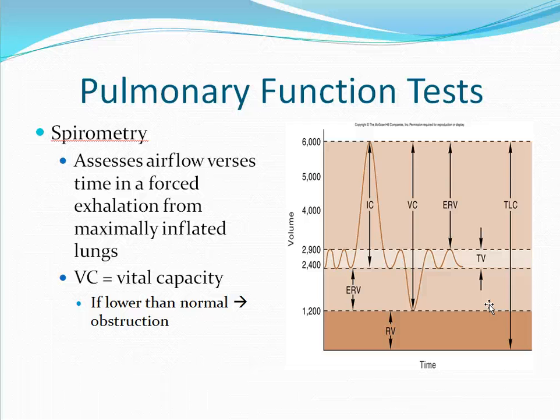The normal functioning of the lungs can be assessed through various pulmonary function tests. The first is spirometry. This assesses the airflow versus time, usually in a forced exhalation from maximally inflated lungs. This graph illustrates different volumes that could be determined by using the technique of spirometry. One common technique that is utilized is something called a forced expiratory volume in 1 second.